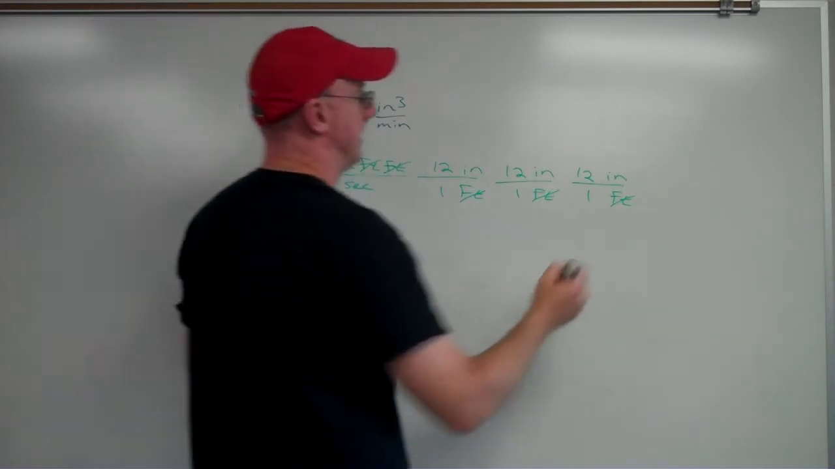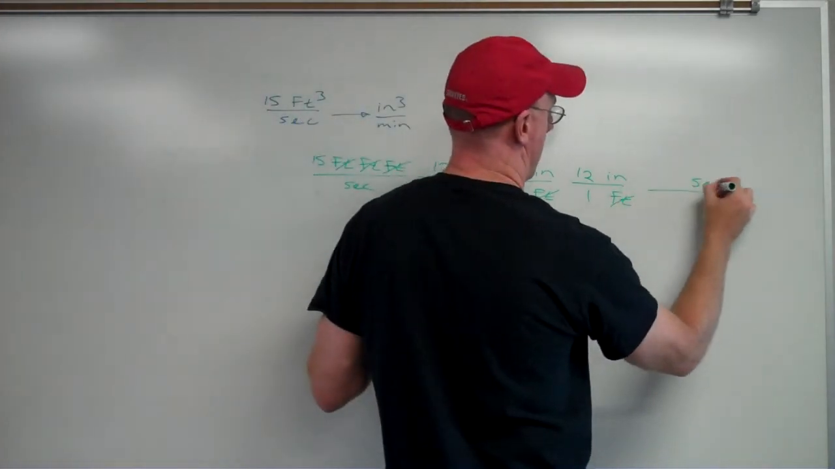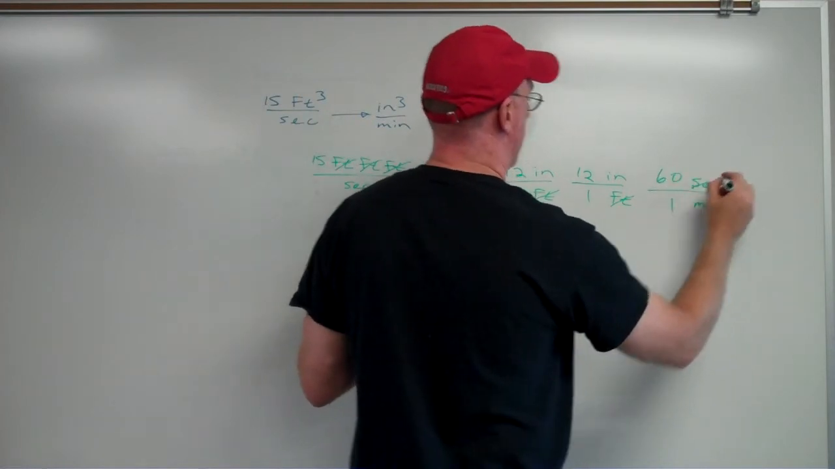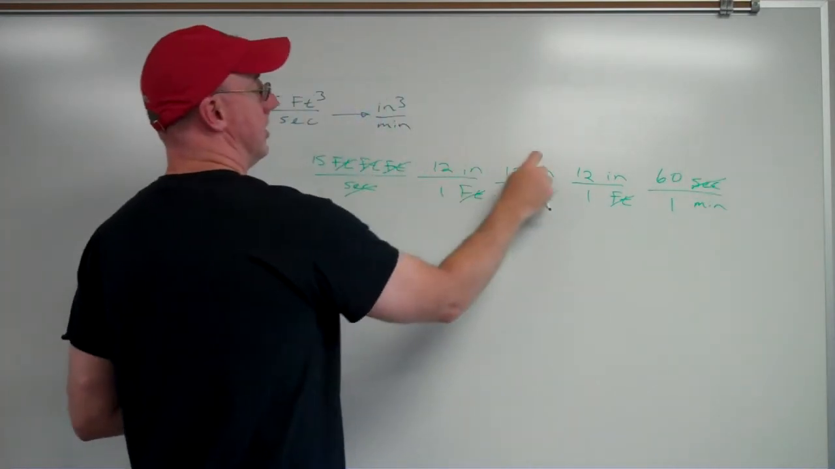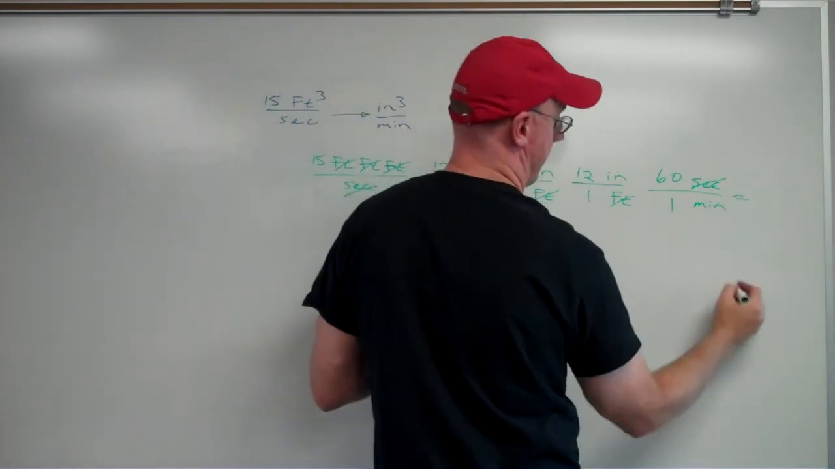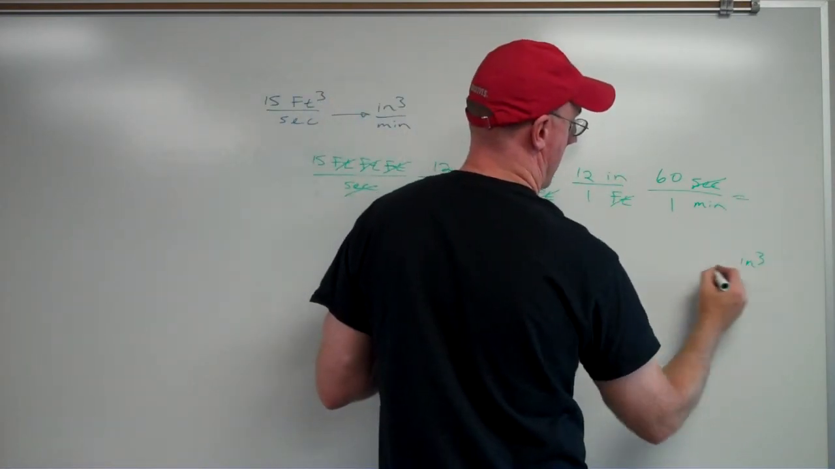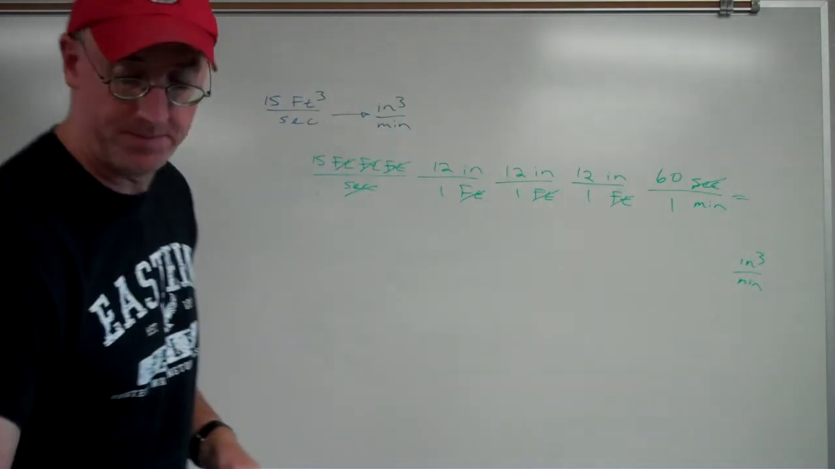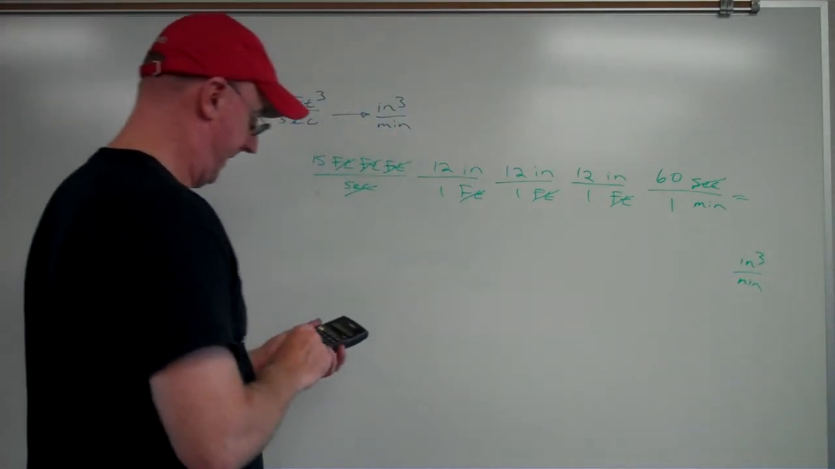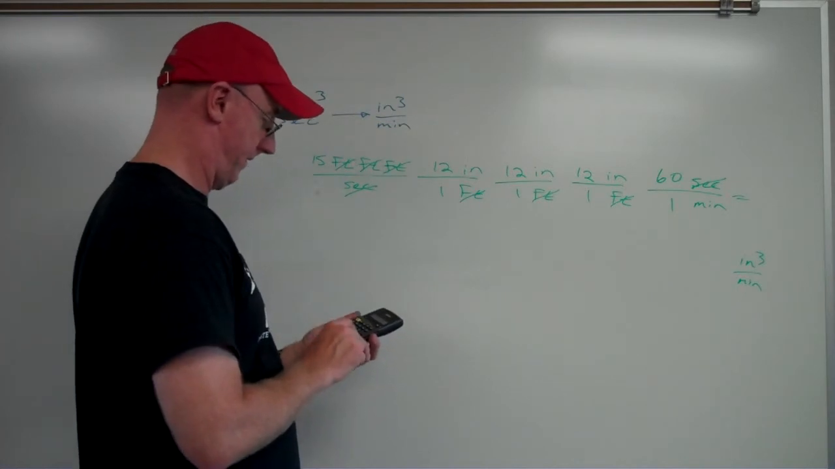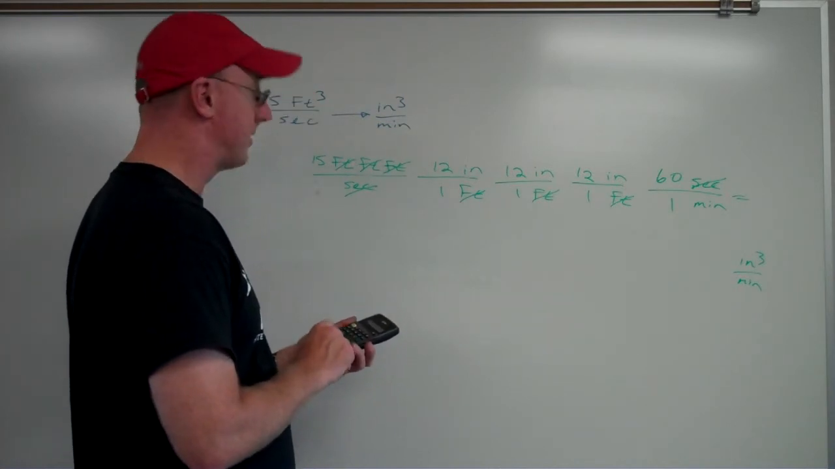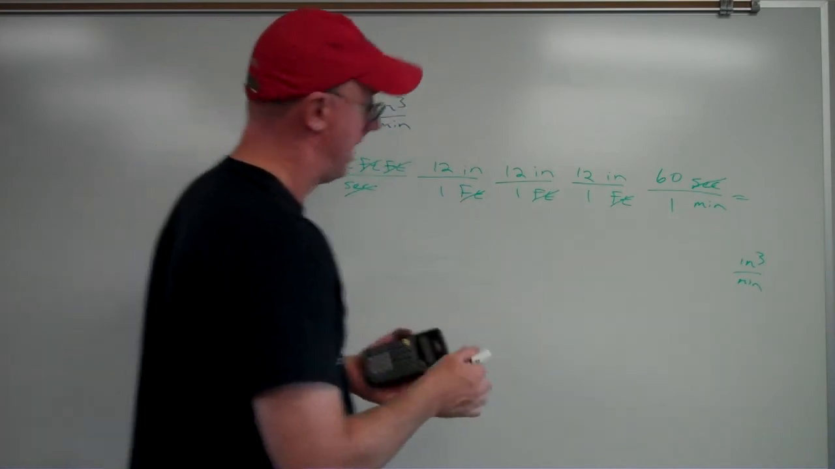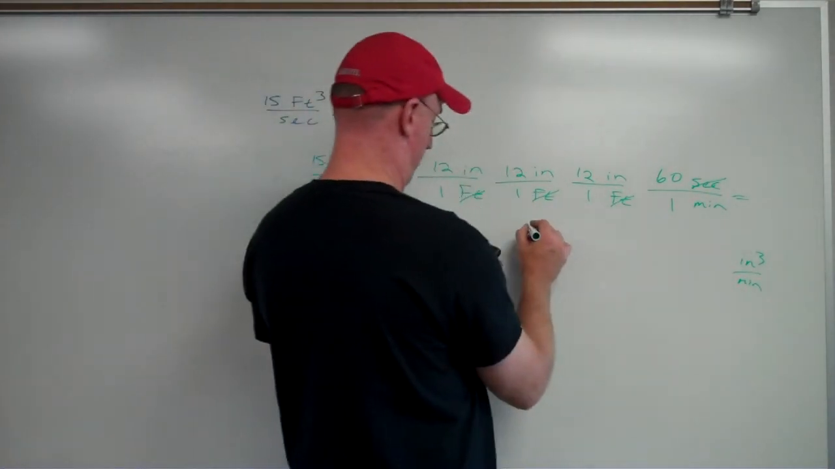Seconds to minutes, seconds on the bottom. So seconds on the top, 60 seconds in 1 minute. Inches cubed per minute. Which is what I was looking for. Just to follow up, 15 times 12 times 12 times 12 times 60. Oops. This is what I'm getting on my calculator.